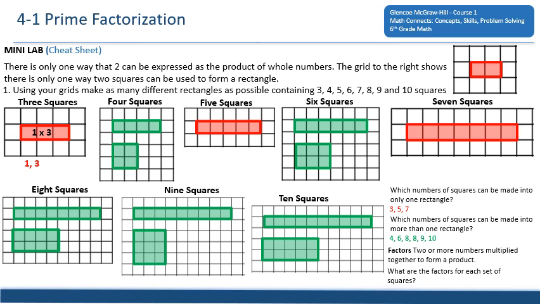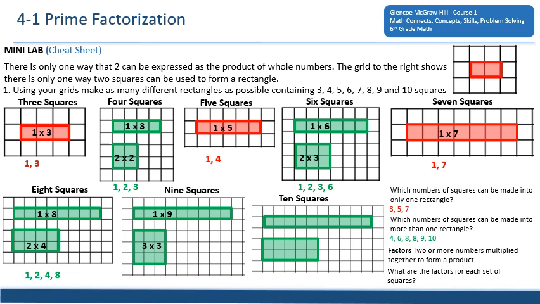So for 3 squares, it's 1 and 3. For 4 squares, we have 1 times 4 and 2 times 2, so it's 1, 2, and 4. For 5 squares, it's 1 times 5, so it's 1 and 5. For 6 squares, it's 1 times 6 and 2 times 3. So we have 1, 2, 3, and 6. For 7 squares, it's 1 times 7, so it's 1 and 7.